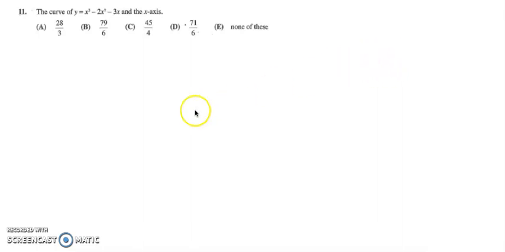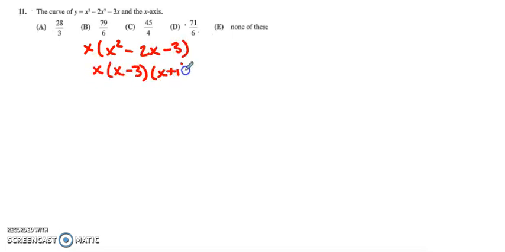All right, here we go, problem 11. We need to find the area between this curve and the x-axis. So we really need to graph the curve. We're going to factor out an x to start, which leaves us with x squared minus 2x minus 3. Then we can keep factoring into x minus 3, x plus 1.